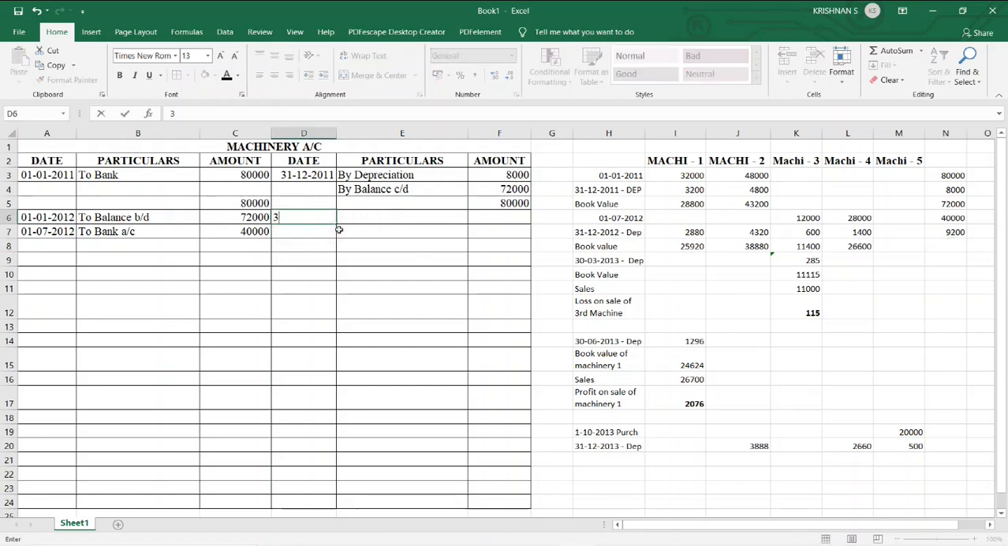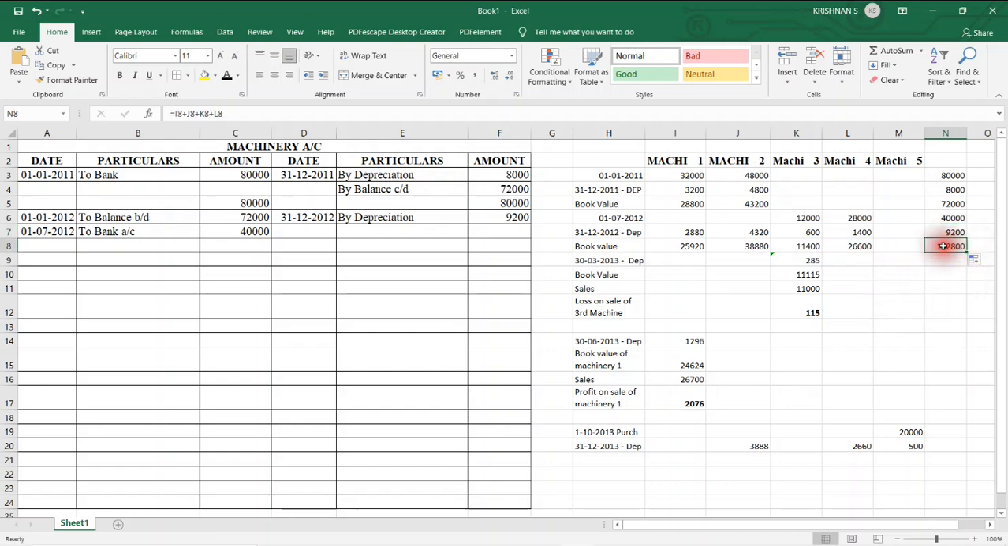Here we can enter 31st/12/2012, by depreciation. Okay, we have calculated total depreciation here. There is 9,200, so I am entering that 9,200 here. Next to that we need to calculate the total book value. So we have book value of first machinery, book value of second machinery, book value of third and book value of fourth machinery.